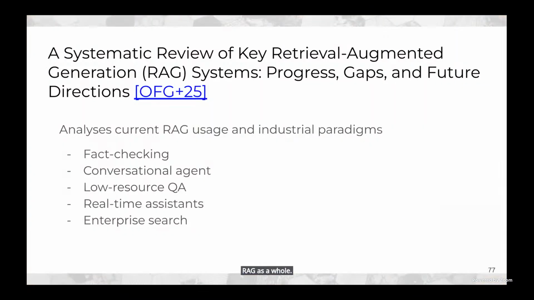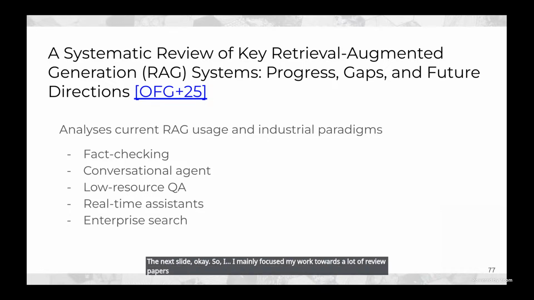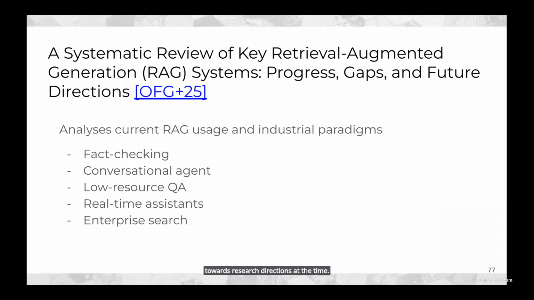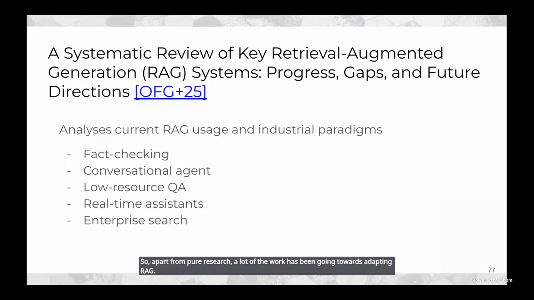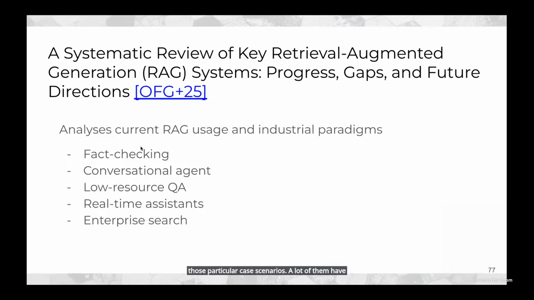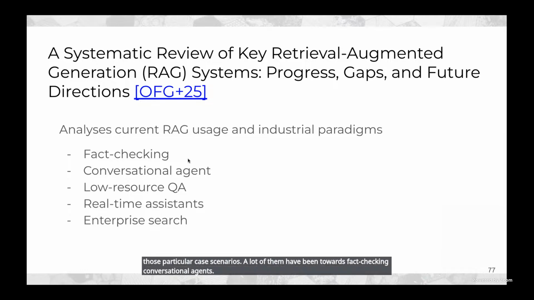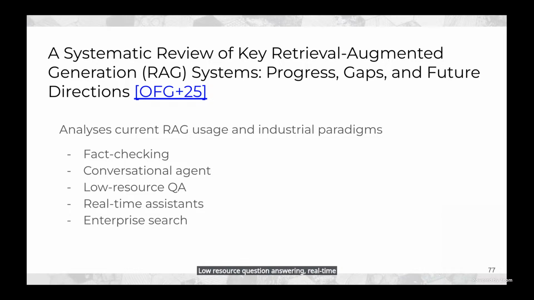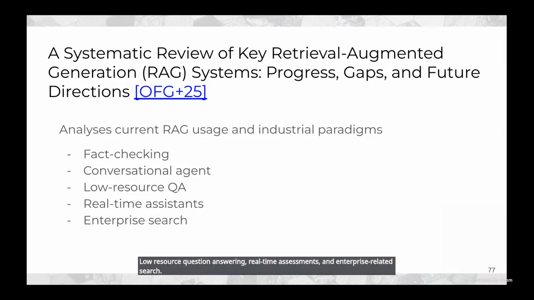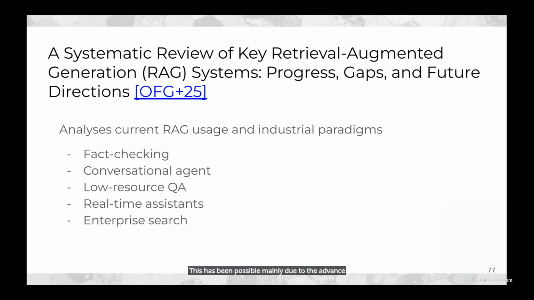I mainly focus my work on review papers, as they summarize a lot of what is going on in research directions at the time. Apart from pure research, a lot of the work has been going towards adapting RAG to particular scenarios: fact-checking, conversational agents, low resource question answering, real-time assessments, and enterprise-related search. This has been possible mainly due to advancements in recent years, where we have slowly moved towards multimodal RAG, graph RAG, and are slowly making our way towards agentic RAG.